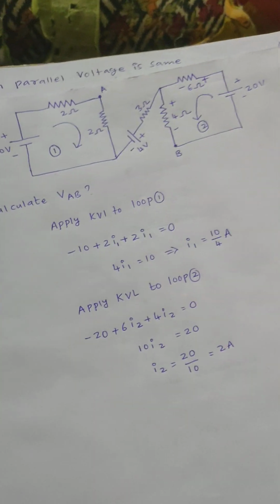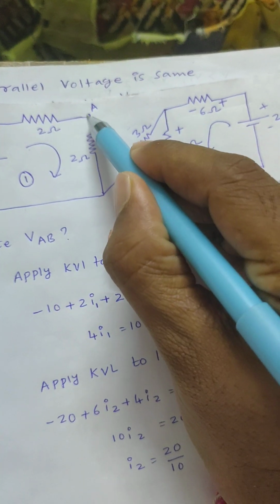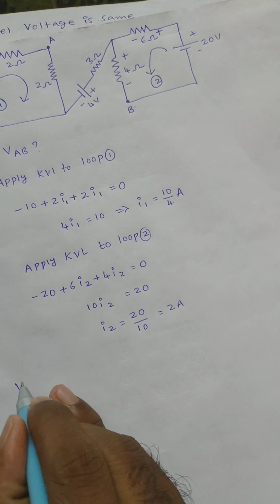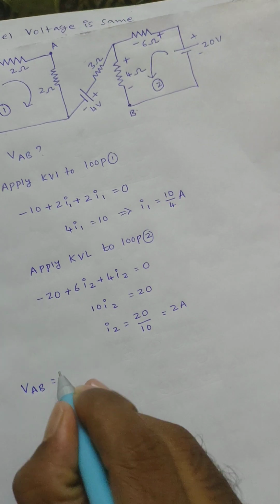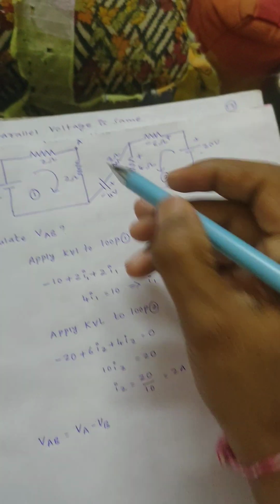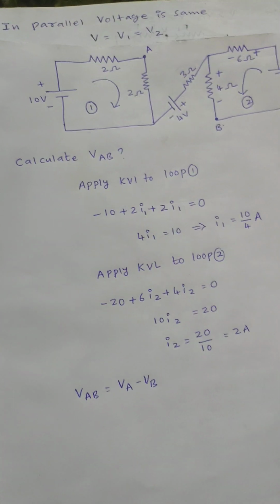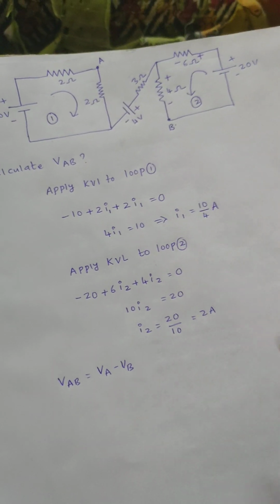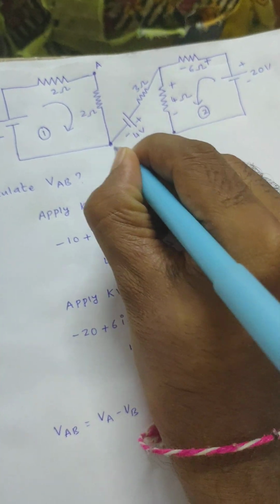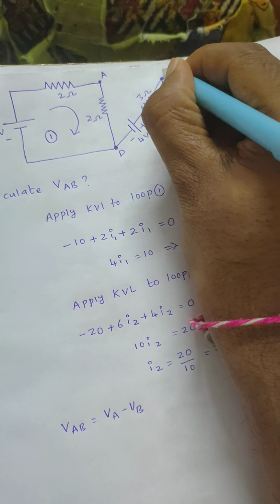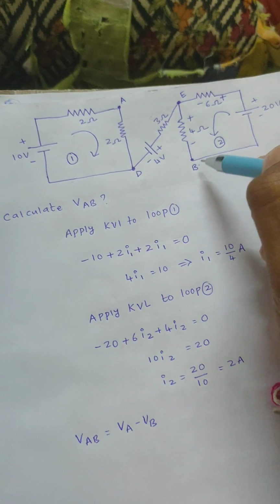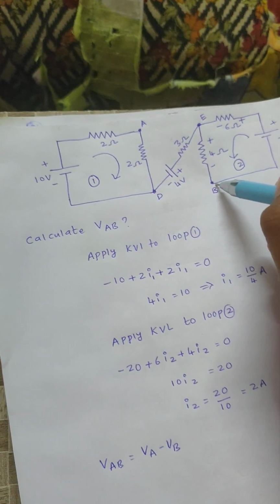After knowing this value, my aim is to calculate the voltage between A and B terminals. That is VAB, which is nothing but VA minus VB, the potential difference between A and B. To calculate this value, I am indicating other potentials, D and E. Now from this point to this point I need to apply KVL again.